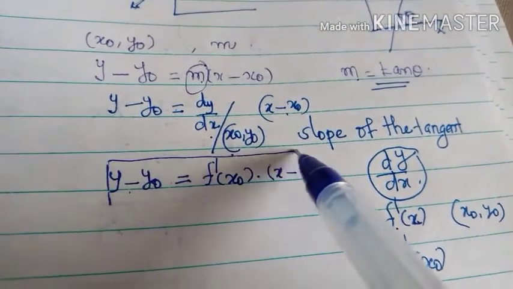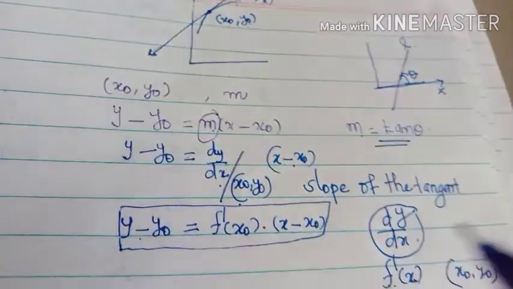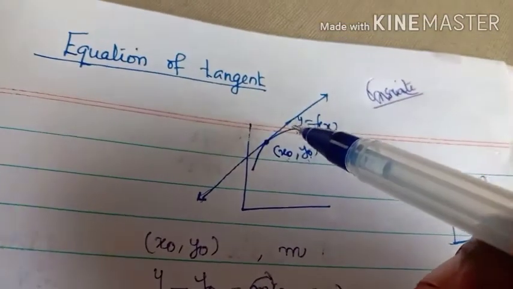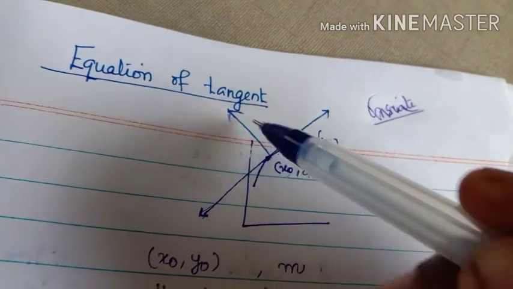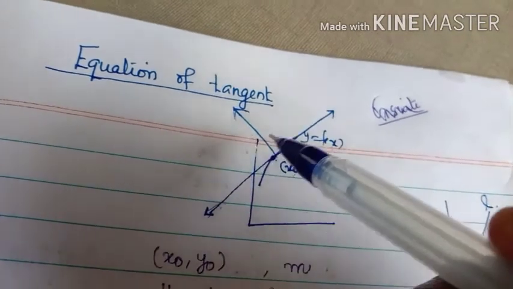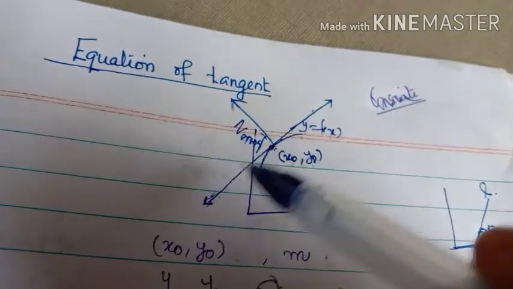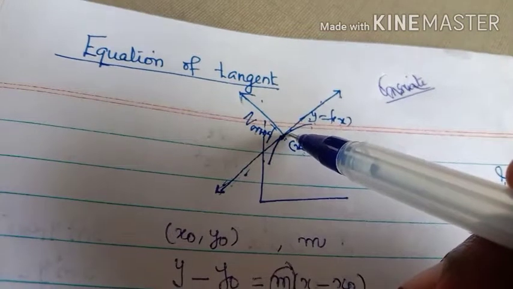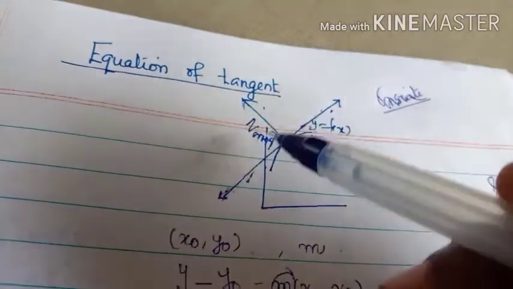This is the equation of the tangent line to the curve y equal to f of x. Now listen, we define normal. What is normal? Normal is a straight line passing through this point x naught y naught and perpendicular to this tangent. So normal is perpendicular to tangent. Actually, tangent and normal are two perpendicular straight lines.